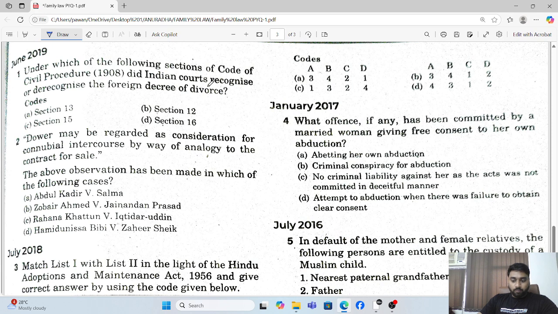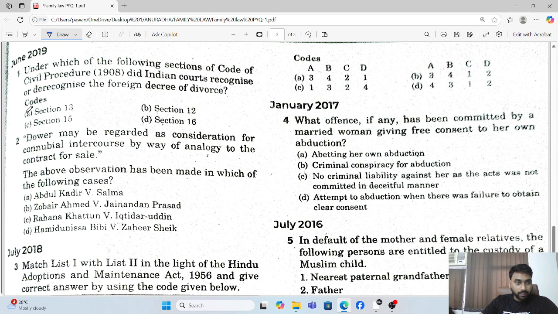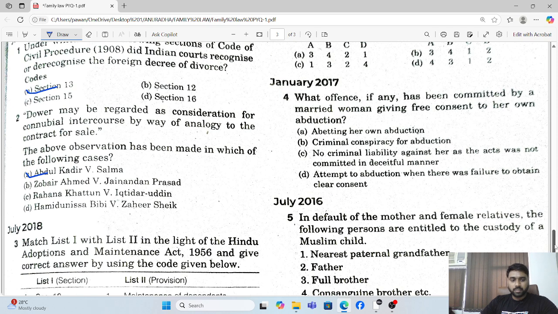Under which of the following codes does the CPC recognize a foreign decree of divorce? Section 13. Dower may be regarded as a consideration for connubial intercourse, by way of analogy to a contract for sale. This observation was made in the Abdul Qadir versus Salma case. Someone may say it is a wrong interpretation, but it was held in Abdul Qadir versus Salma.